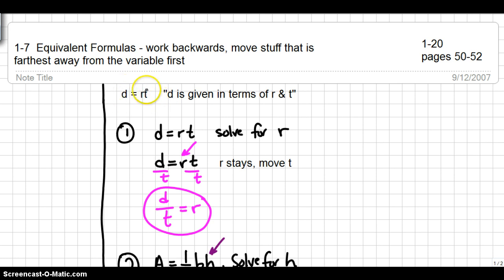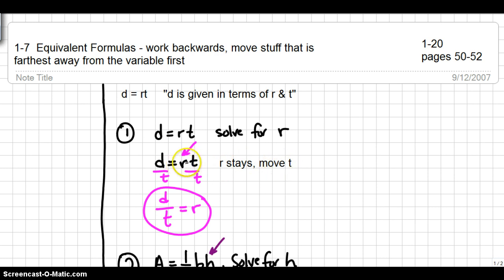So it's just a way of indicating which variable is all alone or isolated on one side and which variables are on the other side. So if one variable is given in terms of the other, it means that the first variable mentioned is the one that's being isolated. So what they're going to do is give you an equation, and they're going to say solve for one of those variables. So in this case, the r is going to stay put. That means the t, in this case, needs to go to the other side. So the r stays, the t has to move.